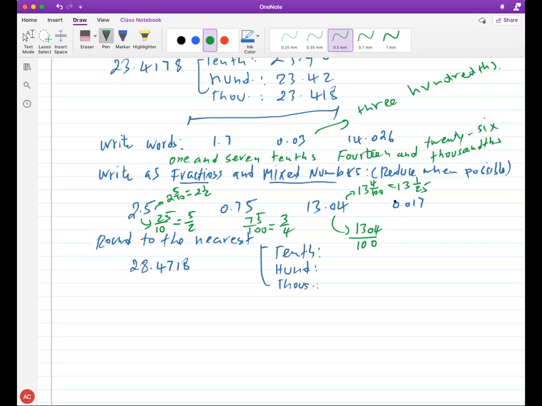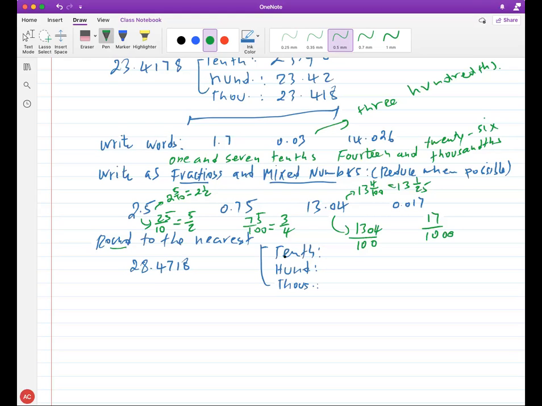Finally, we have this one. There's no mixed number here because we don't have a whole part. But the fraction will be 17/1000. That's right, 17 over 1,000. If you move the decimal 3 times, you get 17 over 1,000.